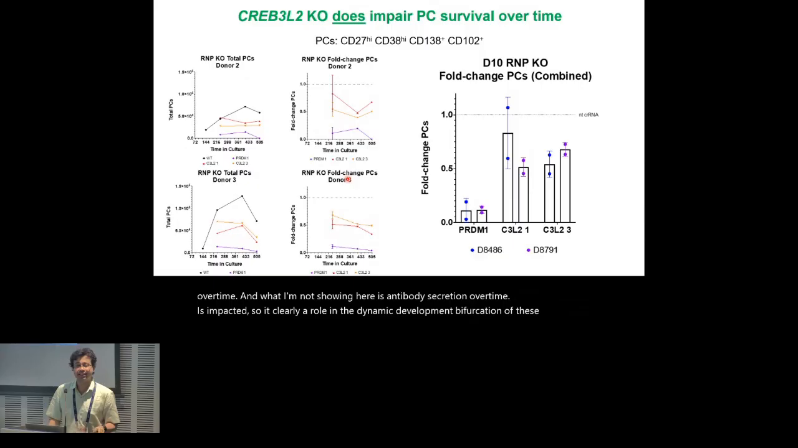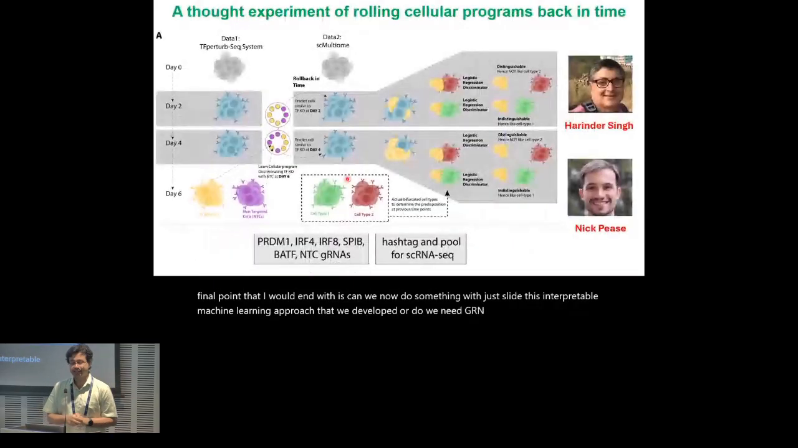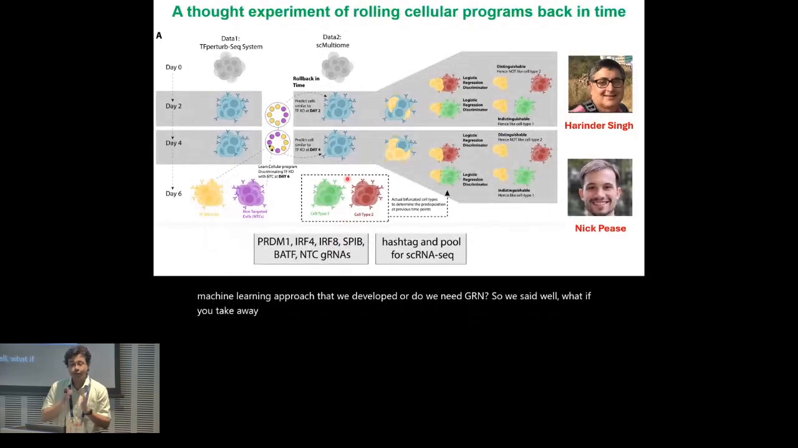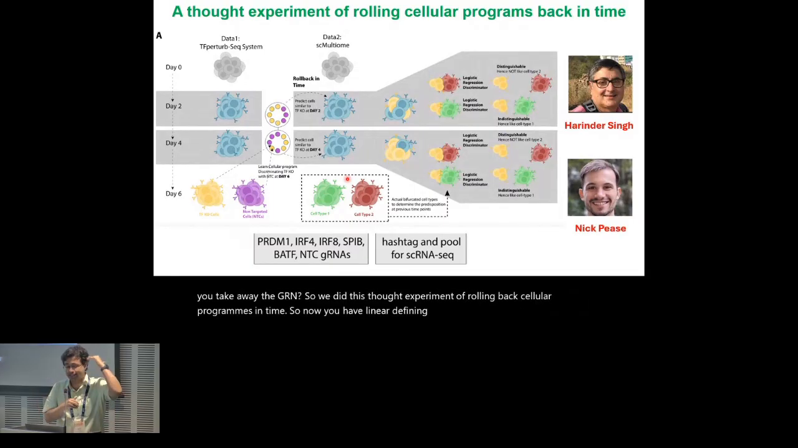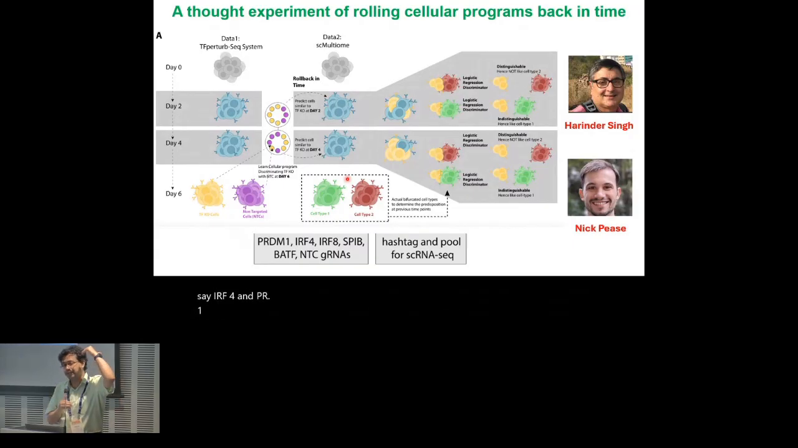The final point that I would end with is, can we now do something with just SLIDE, this interpretable machine learning approach that we developed, or do we need the GRN? So we said, well, what if you take away the GRN? So we thought experiment of rolling back cellular programs in time. So now you have lineage defining transcription factors, let's say IRF4 and PRDM1, which basically are important for the PB lineage.